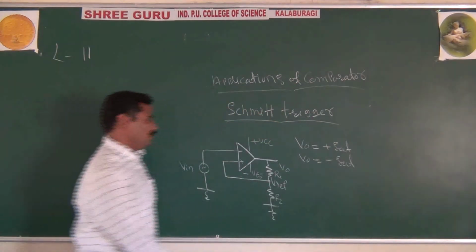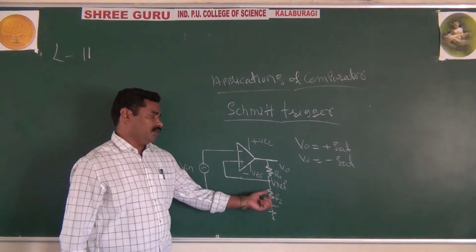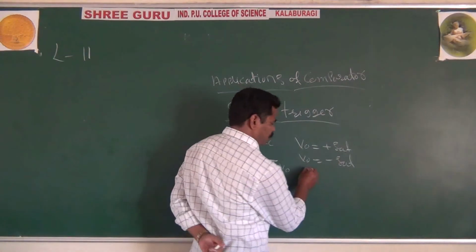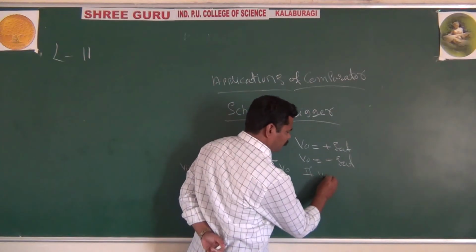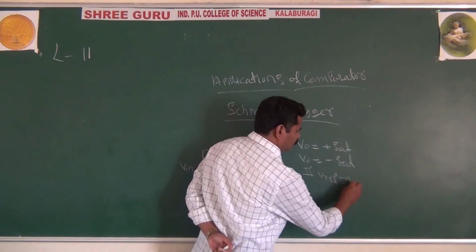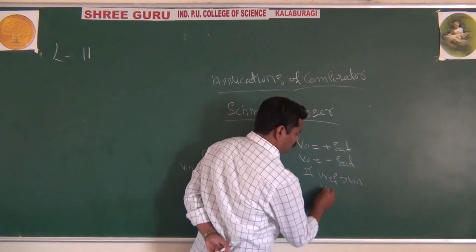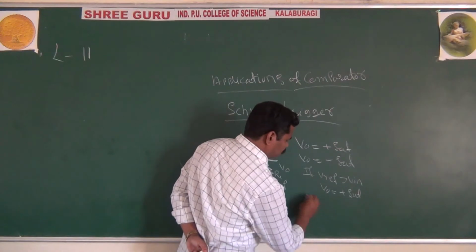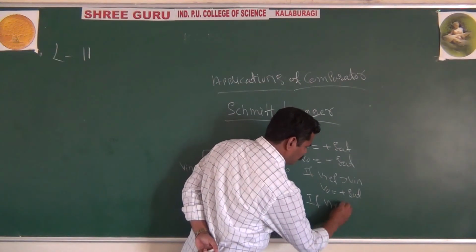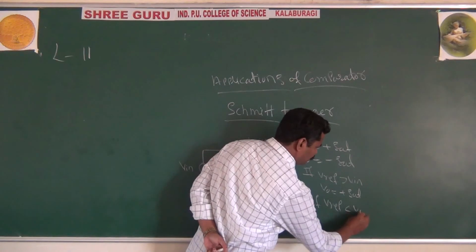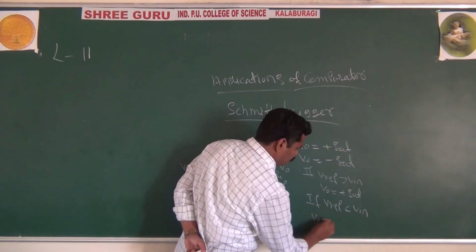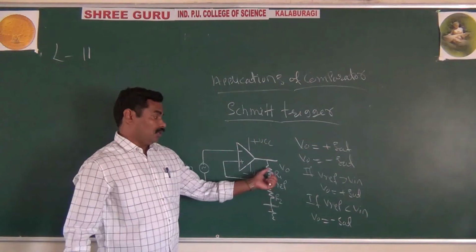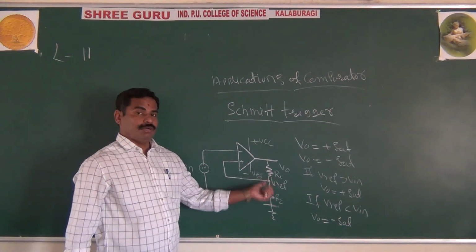But the important thing here, once again, same as usual: if the reference voltage is more than V, we may get the output at positive saturation. And if the V reference is less than V, then V naught will be at negative saturation. But you are having this R1, R2, they are acting as a voltage divider.